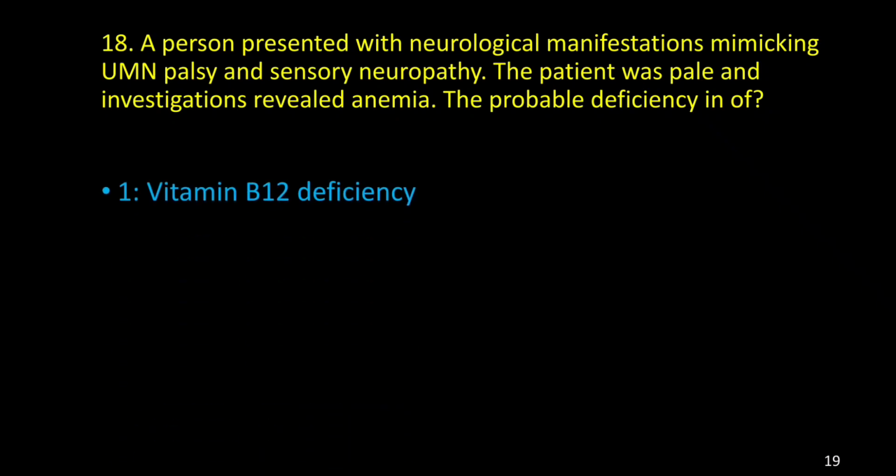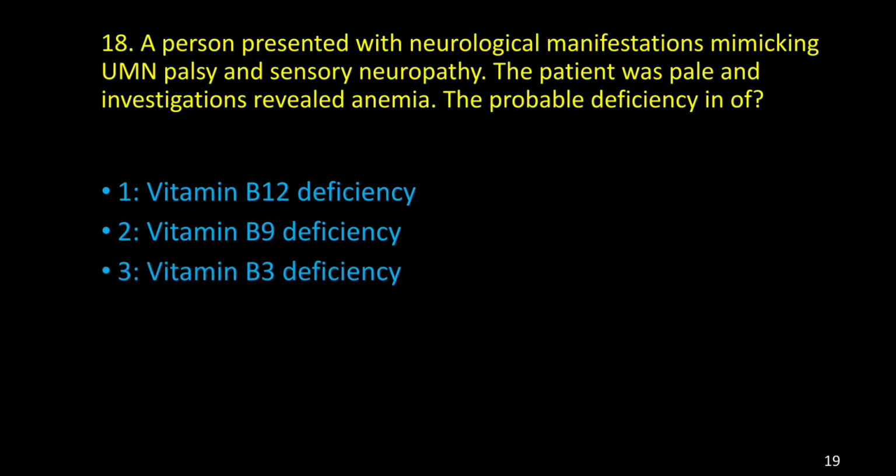Probable deficiency of vitamin B12, so that is also one of the options for this anemia. B9, that is also related with the anemia. B3, now this B3 is not related with the anemia, but it is related with B6, not with the anemia. B1 is definitely not related with the anemia. So basically two options, vitamin B3 and B1, are ruled out. Two options remain, B9 and B12.